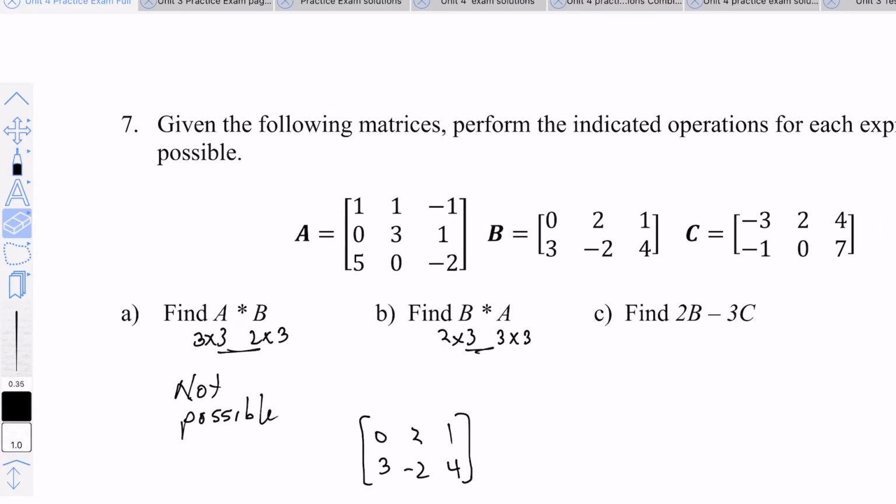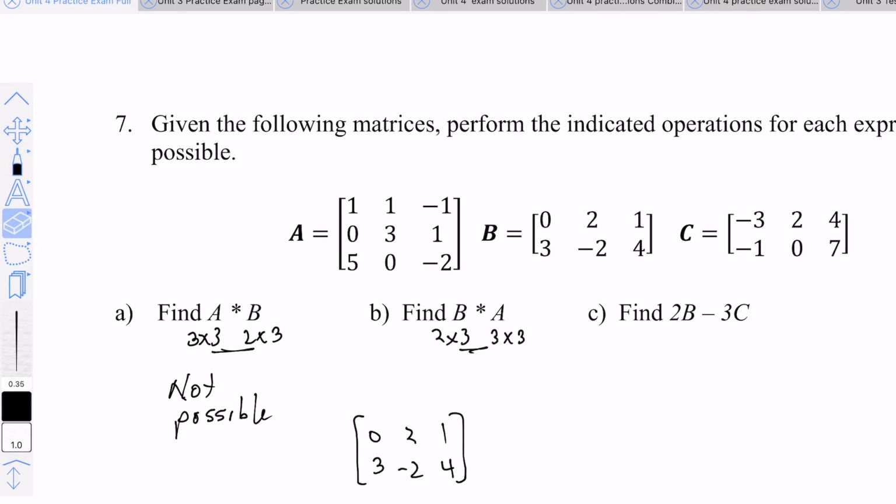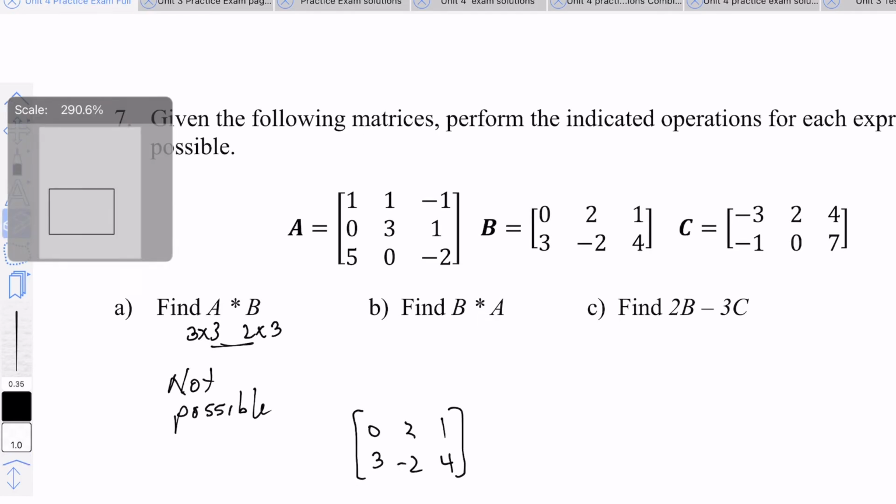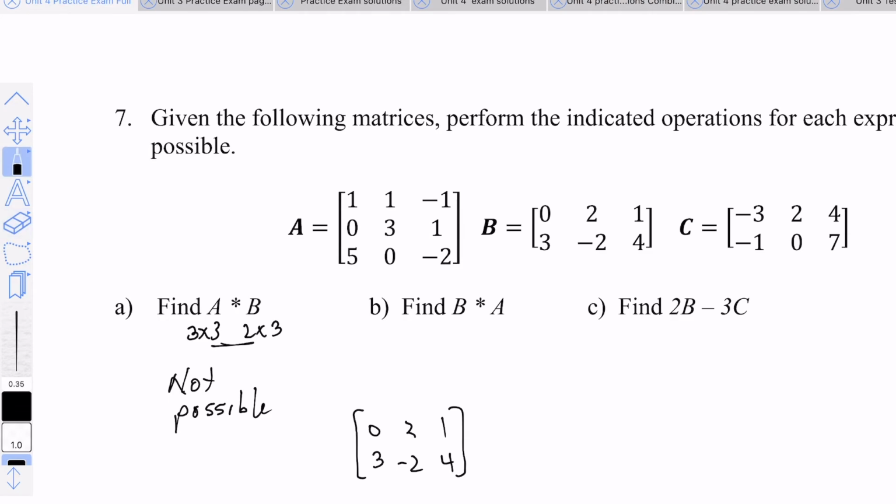I'm going to set it up using, I think, the second way I showed you. It's the same process, really. It's just a slightly different way of setting up the problem. So I'm going to write the second matrix here above it. And then the solution will go here, or the product. We've got 6 spots for entries.